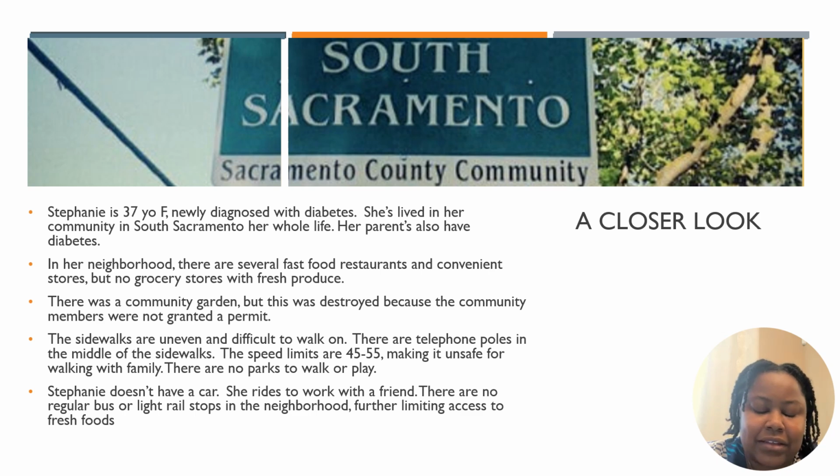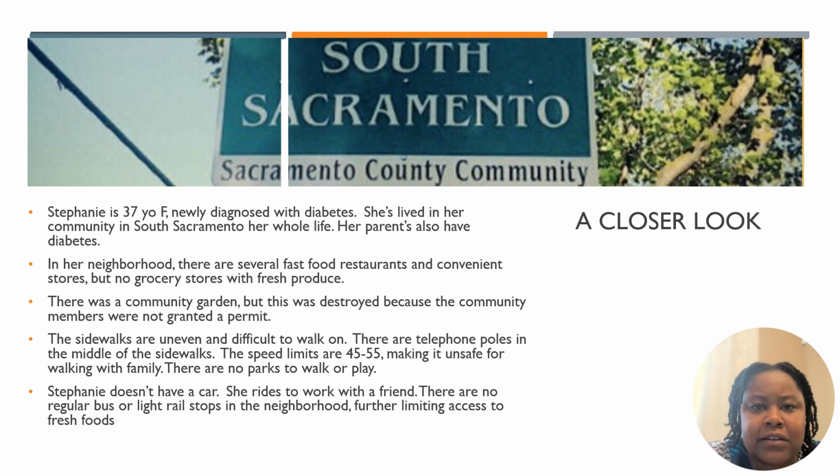They didn't grant the community garden permit, so they couldn't do that. So no to the produce. When Stephanie decides that, hey, my doctor said I need to exercise more to try to get my blood sugar down, well, if you look at her neighborhood, the sidewalks are uneven, and she's almost fallen a couple of times because it's really uneven.